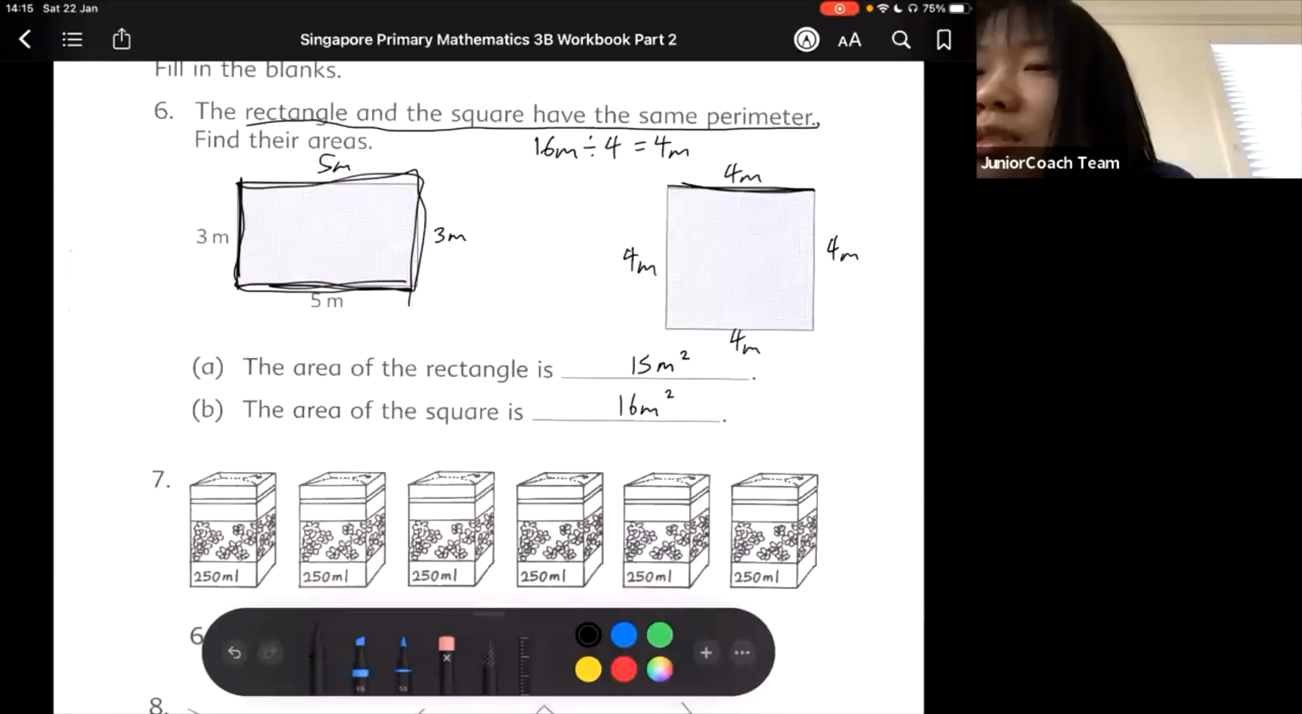All right, and then to find the area of the square, we can just take 4 times 4 equals 16. So our answer is 16 square meters.